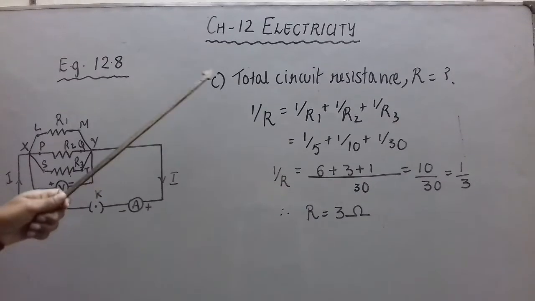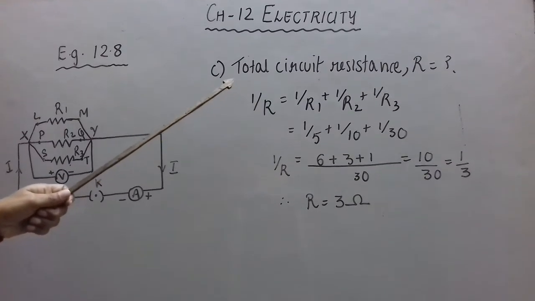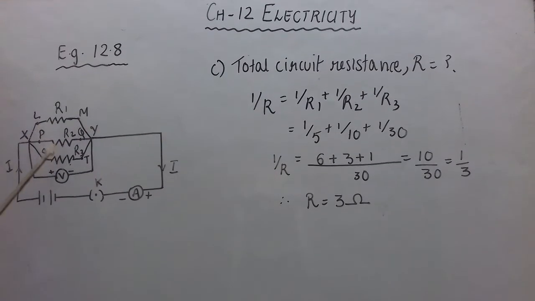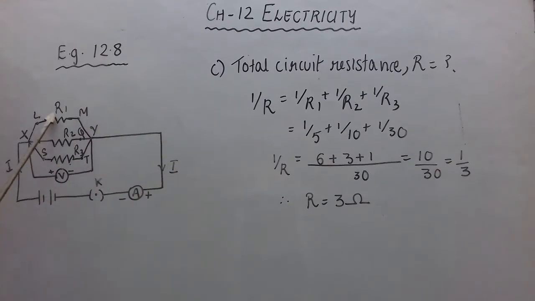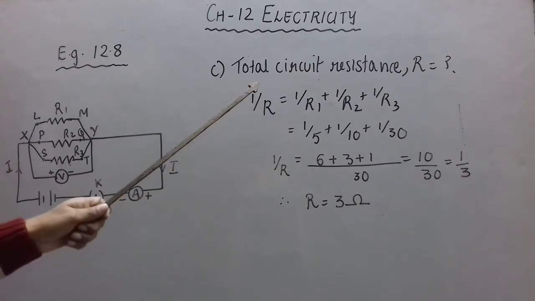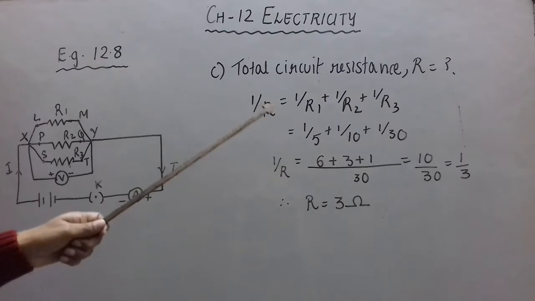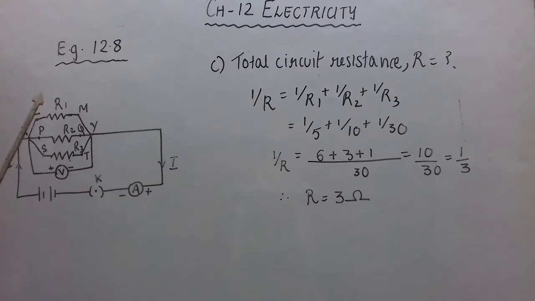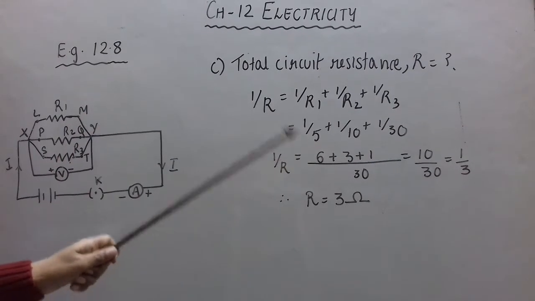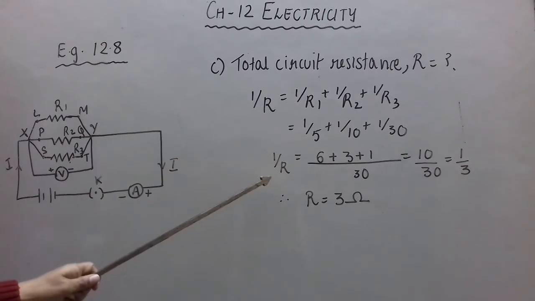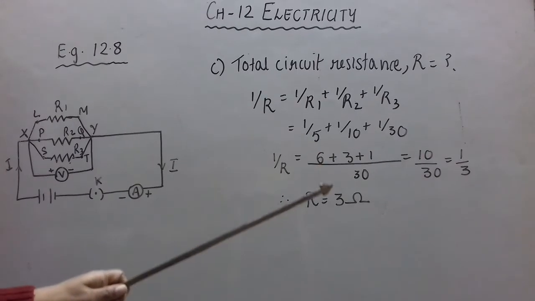So for part C, we are supposed to find the total circuit resistance now. We know that the resistors are connected in parallel and we can use the formula for effective resistance of the parallel combination. So 1 over R, where R is the effective resistance of this combination, 1 over R is equal to 1 over R1 plus 1 over R2 plus 1 over R3. Now put the values of R1, R2, R3 which are given in the question, 5, 10, 30 ohms. After putting the values and simplifying, you get this as 1 by 3.